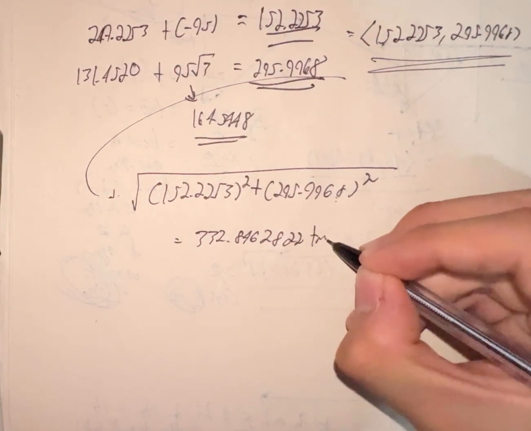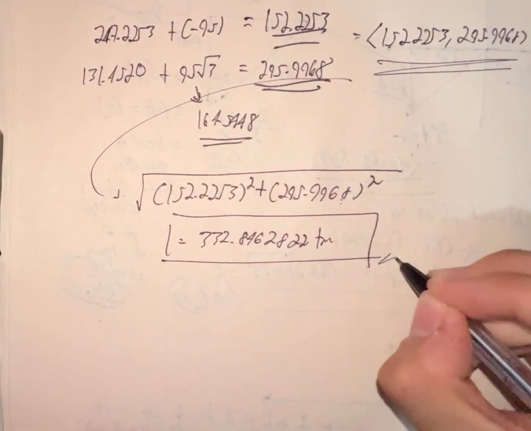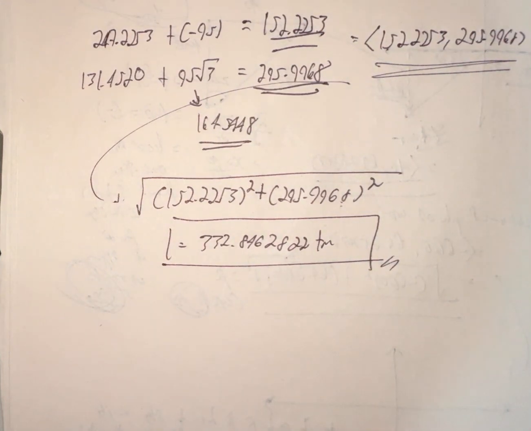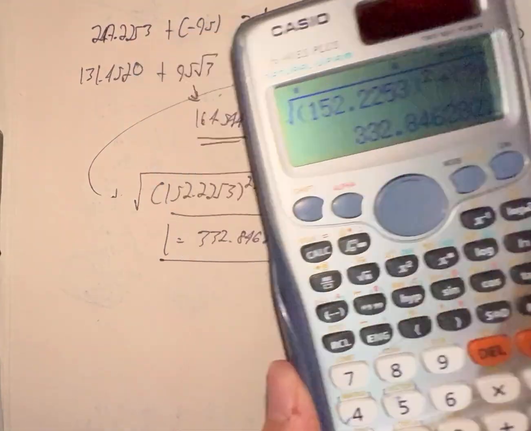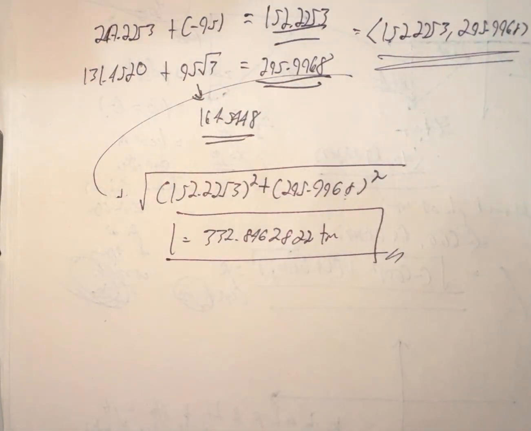Yeah, that's our displacement. So this is our total displacement, or the magnitude of our displacement, 332.8462822. I just wrote the entire thing, but of course you can represent it in 2 decimal places or 3 decimal places, as you like. But for the sake of the video, let's just represent it as is from the calculator. But make sure to always observe significant digits and stuff like that.